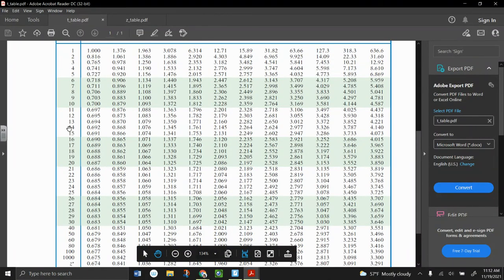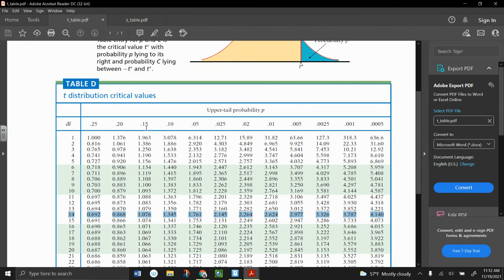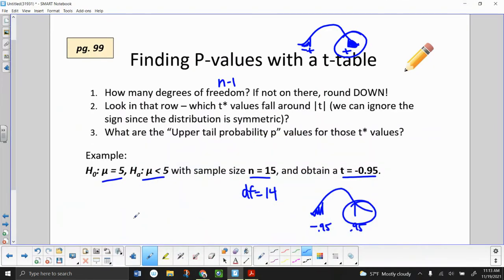All right, so 14 degrees of freedom means we're looking at this row right here. Okay, and what we're trying to find is where our t would fit in this distribution. Well, our t is negative 0.95, but we're ignoring the sign, so it's going to be between these two values. So these are the test statistics that we have, and we have their corresponding p-values. So the corresponding p-values, or the area to the right, is between 0.15 and 0.20. So we don't know what it is, but our p-value is somewhere between there. We know it's less than 0.20 and greater than 0.15.